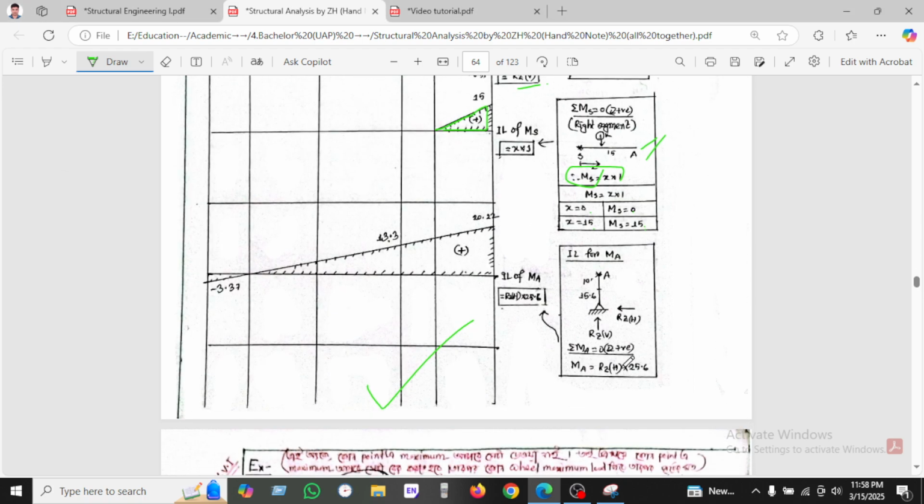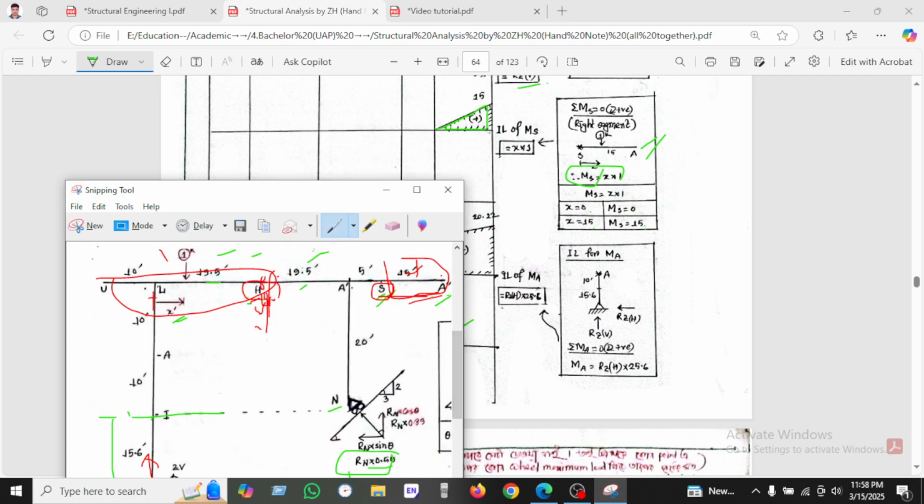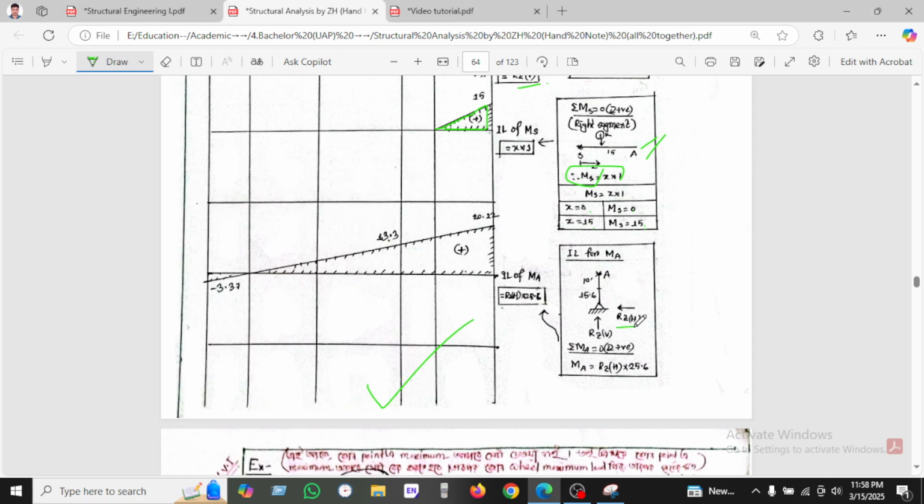Last, we have the influence line of MA. Here is the MA. We are taking the moment MA. There are two loads we have seen, the horizontal, which is RZ, and another, RZ vertical.